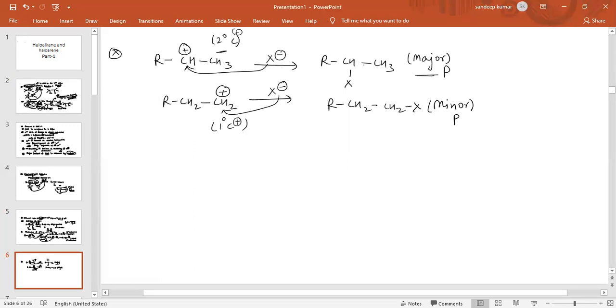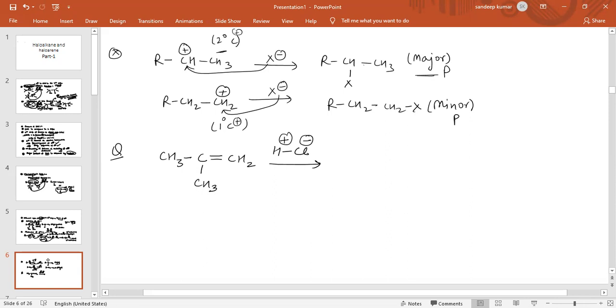Now see another question related to this. CH3 C CH3 double bond CH2, and on this alkene there is addition of HCl. Now again, this is electrophile and this is nucleophile. Always attack the electrophile in such a way that the more stable carbocation is formed.